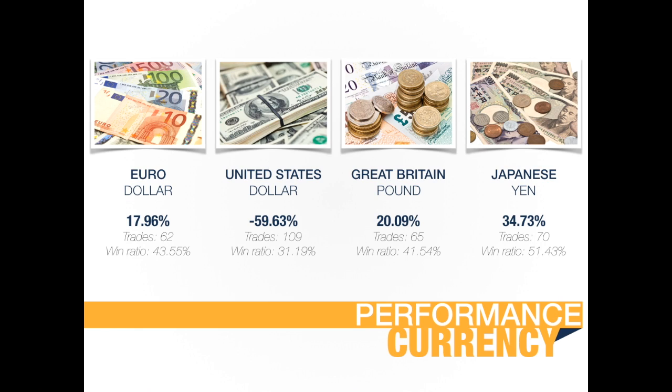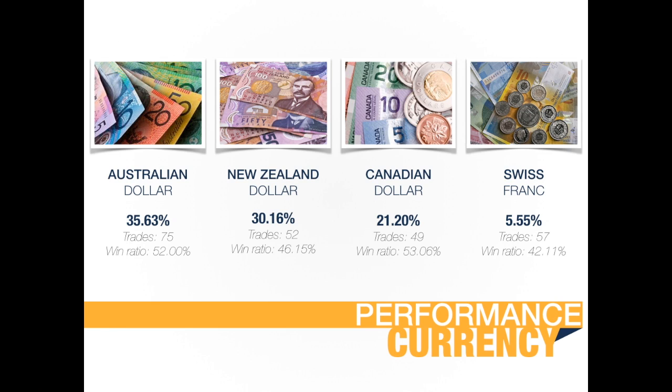Great Britain pound gave us a return of about 20%. The Japanese yen gave us about 34%. The Australian dollar gave us 35%, New Zealand dollar about 30%, Canadian dollar about 21%, and Swiss franc about 5.55%. So you can see in terms of a breakdown of currencies, different pairs produce different returns. Some more, some less, some even in negative territory.